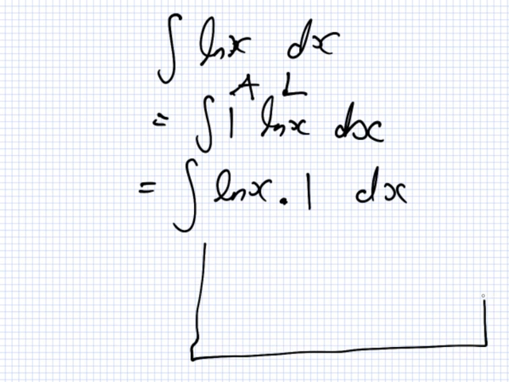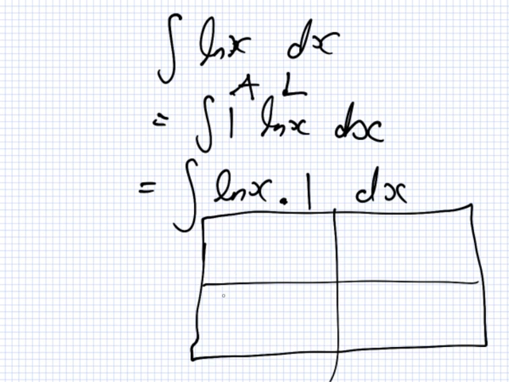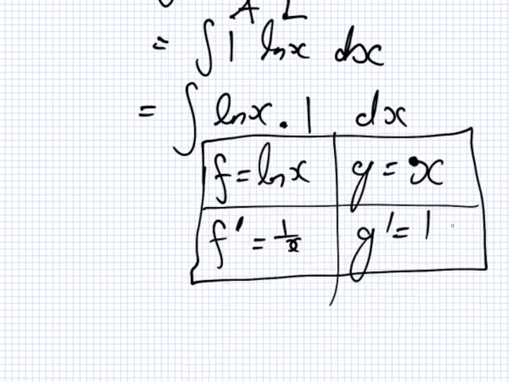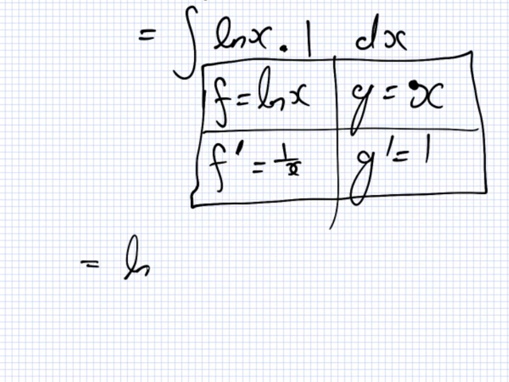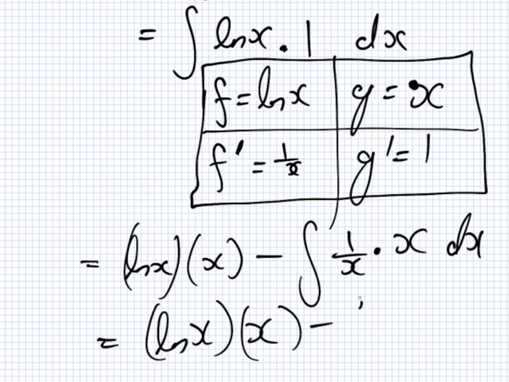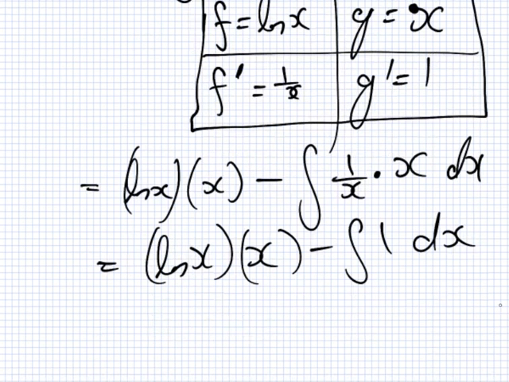Using our table, f is log x, f derivative is 1 over x, g derivative is 1, and g is what? I'm waiting. What's the g? x. Thank you. Right, so this will be f g minus f derivative times g. Now look at how nice that integration at the back has become. It's just integrating 1. So we all know what that is from 10 seconds ago. What is it? That's right, x.